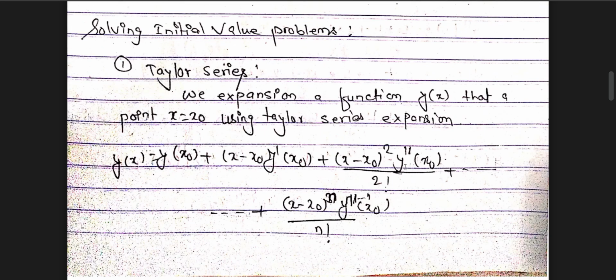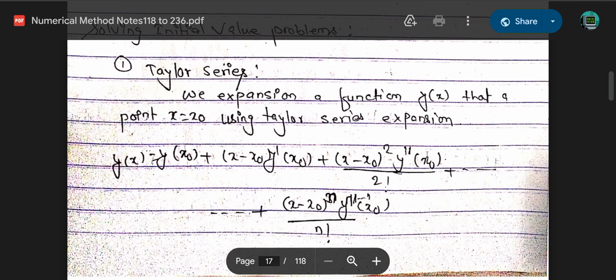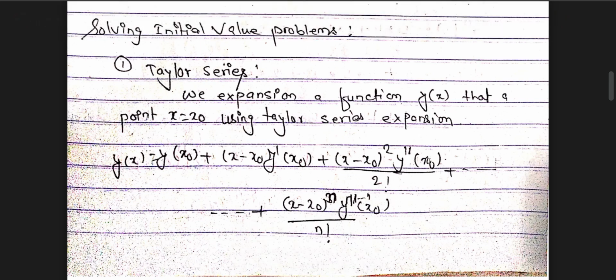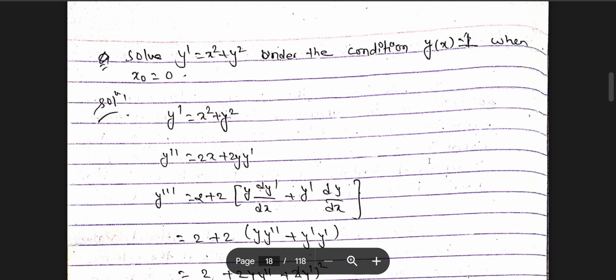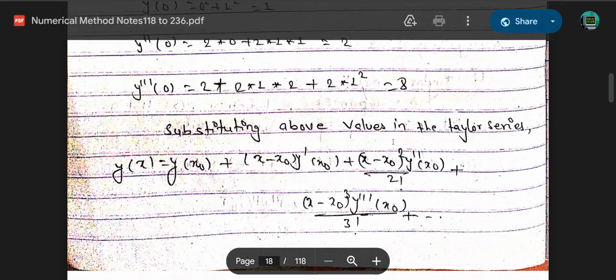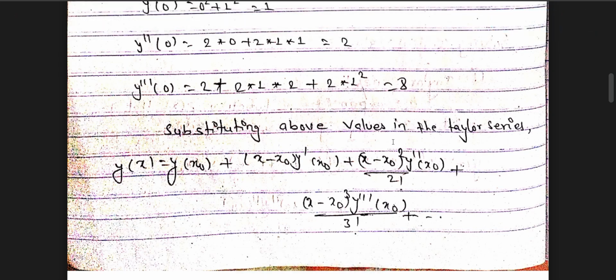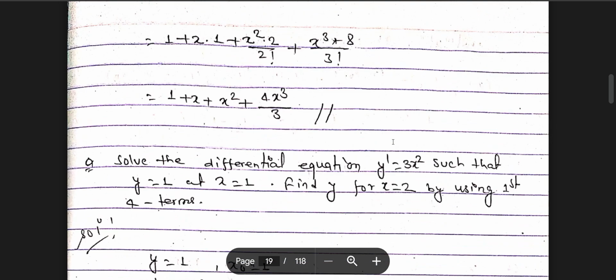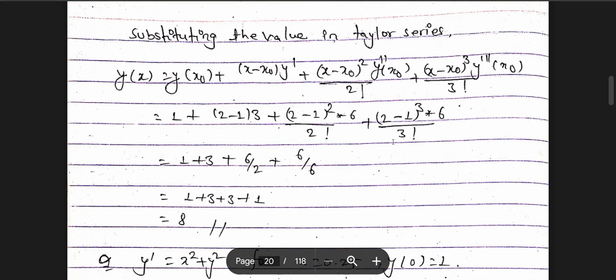Solving initial value problems by the Taylor series: we expand the function y(x) around the point x0 using a Taylor series expansion, y(x) = y0 plus (x minus x0) y1(x0) plus (x minus x0)² y11(x0)/2 and so on. Solve y' equals x² plus y² under the condition y equals 1 when x equals 0. y' equals x² plus y², y'' equals 2x plus 2yy', and substituting the values in the Taylor series we solve the differential equation.